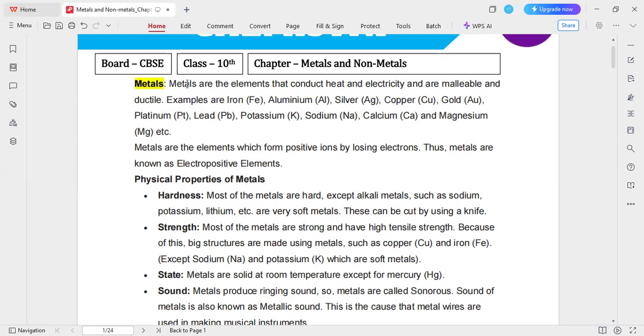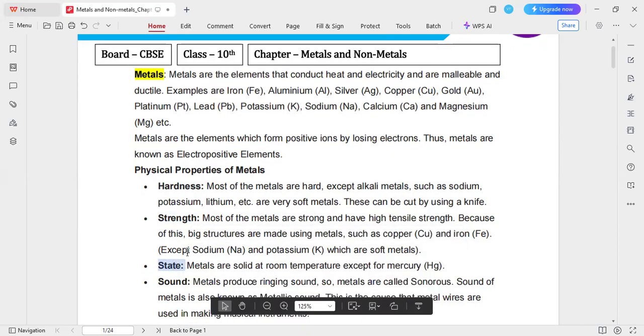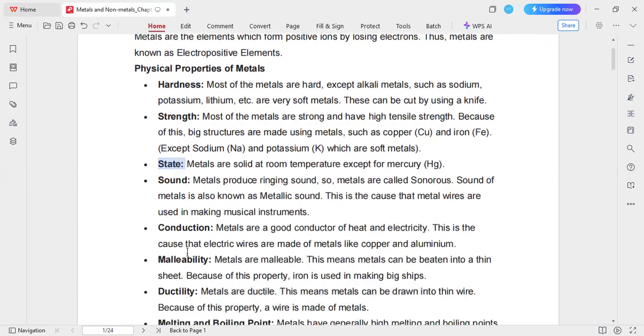See, generally metals are elements which conduct heat and electricity. Yes or no? I hope you know these concepts of metals. See, these are the properties, children. Metals are generally hard. Generally they are found in solid state, except mercury, which is in liquid state. Yes or no? They are sonorous, they produce sounds.